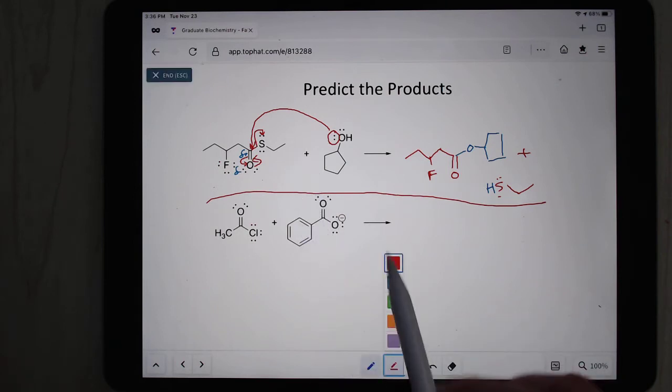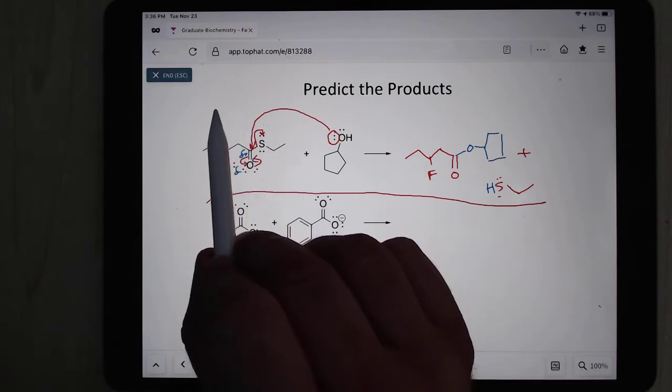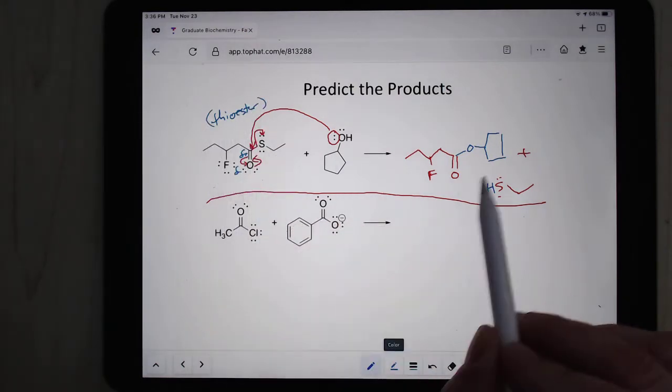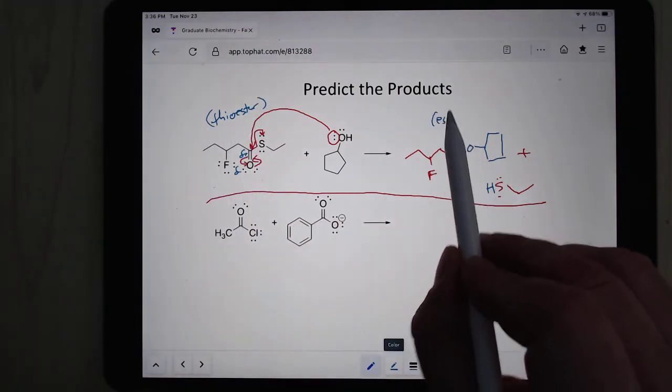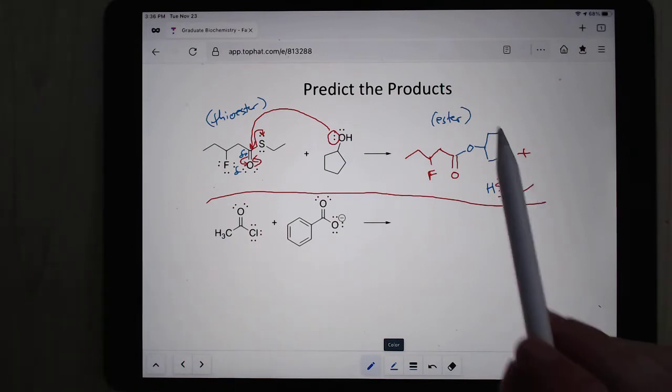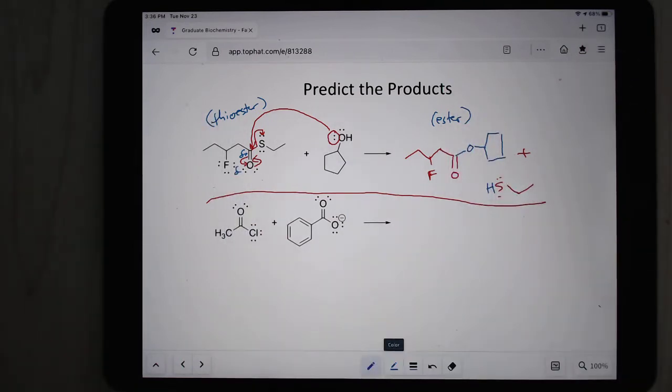And so here, this is a thioester. Here, this is just a regular ester. So we're going down that list.